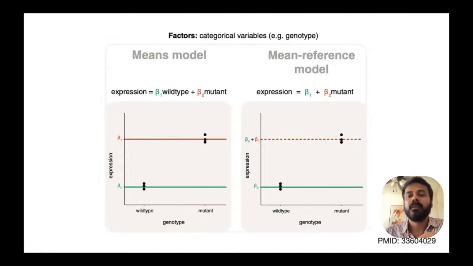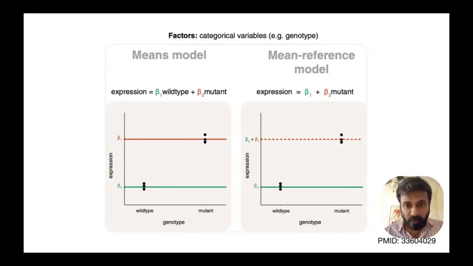So if we look at the figure on the right, that's the mean reference model. Again, look at the model. Its expression is equal to beta 1 plus beta 2 times, and in this case, they don't do control and treatment; they do wild type and mutant. But anyway, beta 1 plus beta 2 times mutant. So again, what does beta 1 mean here? It means the average expression of a particular gene, in this case, in the wild type group. And beta 2 refers to the difference in expression between mutant and wild type.